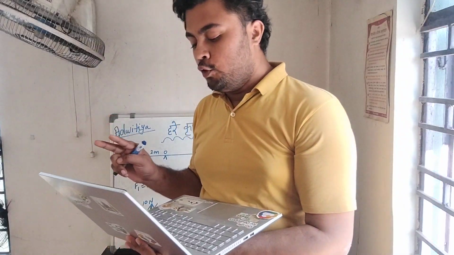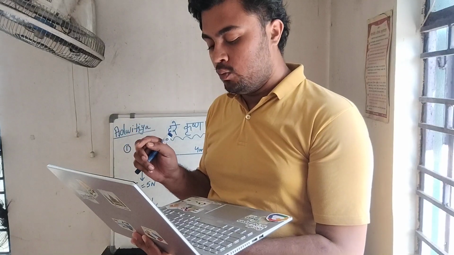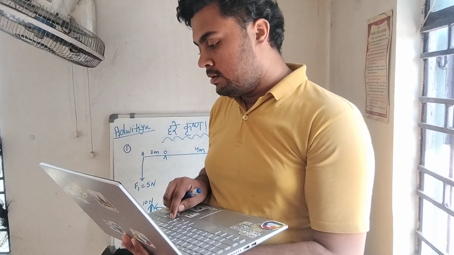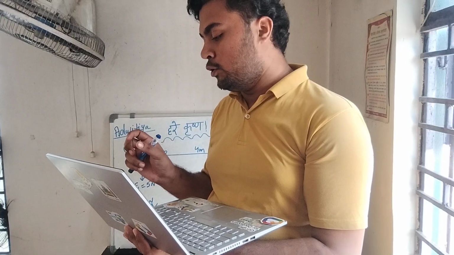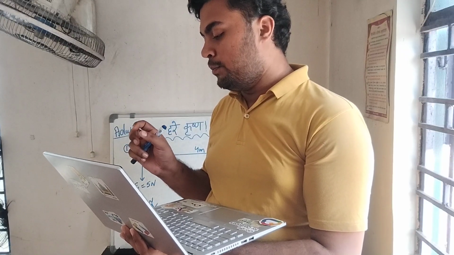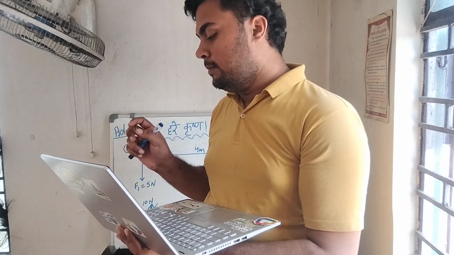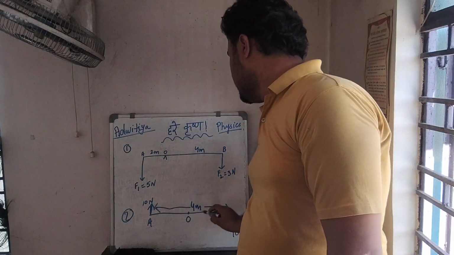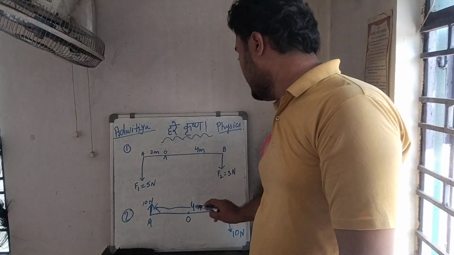Next question is: two forces, each of magnitude 10 Newton, act vertically upwards and downwards respectively at the two ends A and B of a uniform rod of length 4 meter, which is pivoted at its midpoint O, shown in figure 1.29. Determine the magnitude of the resultant moment of force about the point O. So there is a rod which is pivoted at O. The total length of the rod is 4 meter.